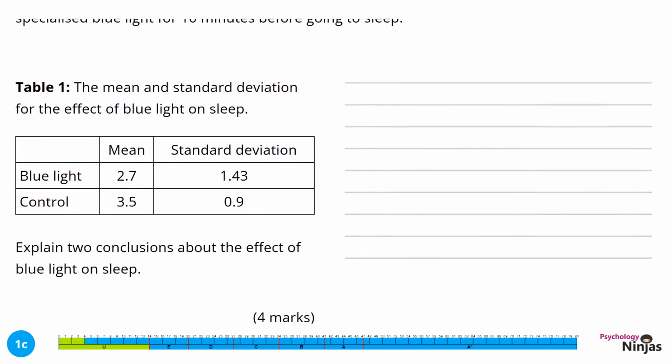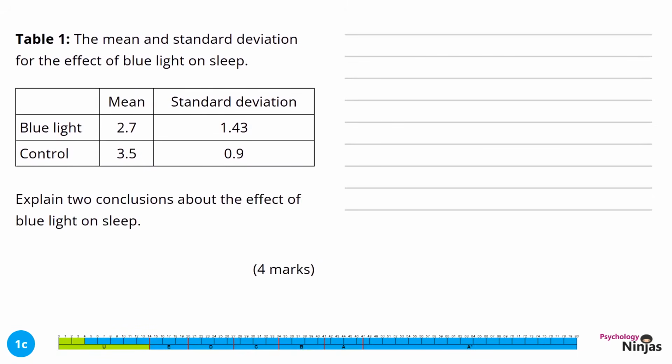Here we've got some data. Table 1 shows us the mean and standard deviation for the effect of blue light on sleep. Blue light has a mean of 2.7 and a standard deviation of 1.43. The control group has a mean of 3.5 and a standard deviation of 0.9. Explain 2 conclusions about the effect of blue light on sleep, 4 marks.